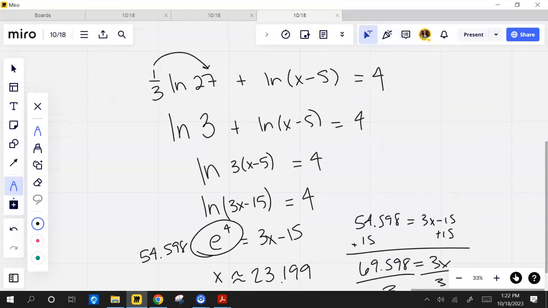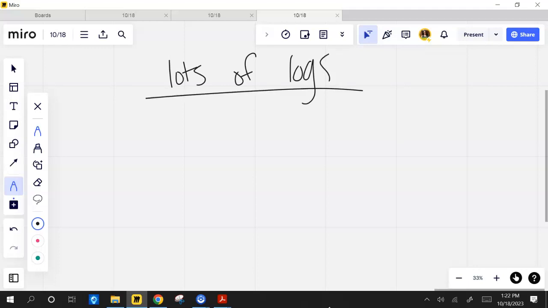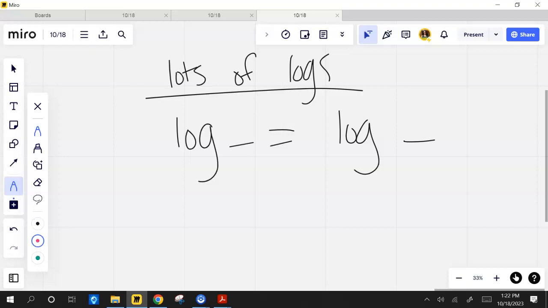In those scenarios, there's logs and then there's some number by itself, right? But what if I don't have a number? What if I've just got a bunch of logs? I want to eventually get to the point where I have the log of something equals the log of something. Because when that happens, let's call this A and this B, then I can just drop the logs and say A equals B and solve from there, as long as the bases are the same. So if I can make that happen some way, that's what I want to do.